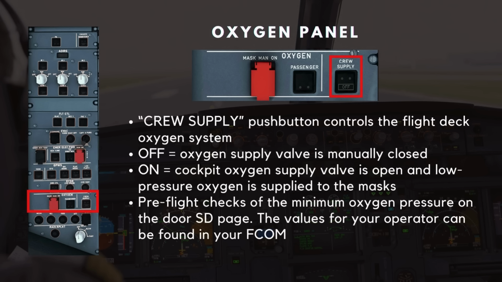The crew supply push button controls the flight deck oxygen system. When in the off position, the off light illuminates white and the oxygen supply valve is manually closed. When the push button is selected on, the off light extinguishes and the cockpit oxygen supply valve is open. Low pressure oxygen is supplied to the masks. Pre-flight, check the minimum oxygen pressure on the door SD page. The values for your operator can be found in your FCOM.